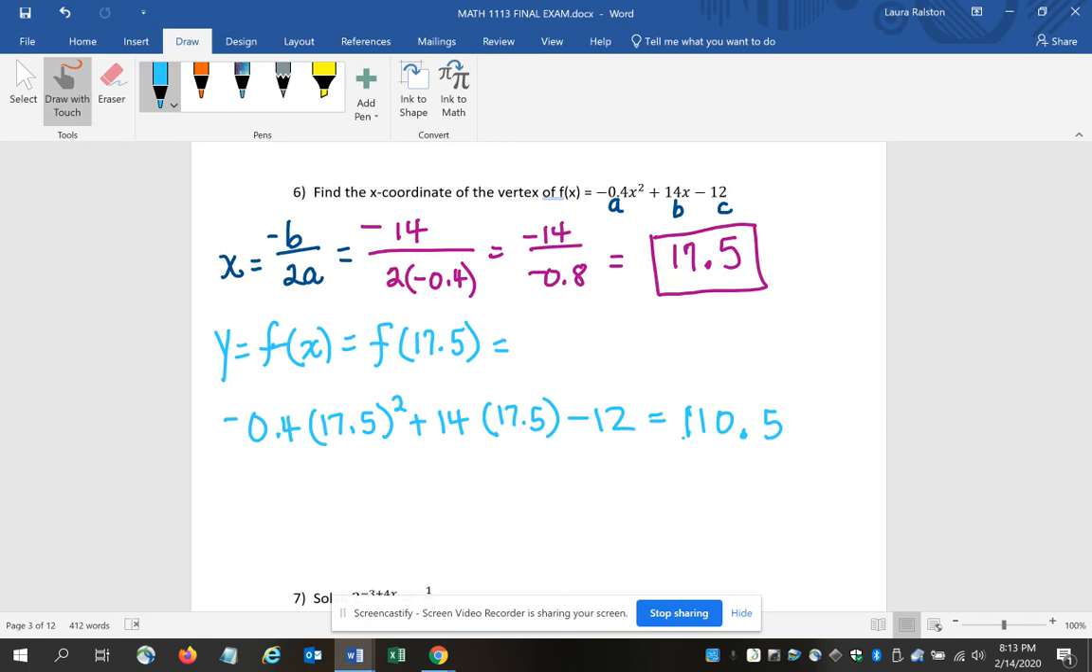Okay, so this is questions 1 through 6, similar to what you'll see on the final for Math 1113. We'll pick back up and look at some of the others in a separate video.